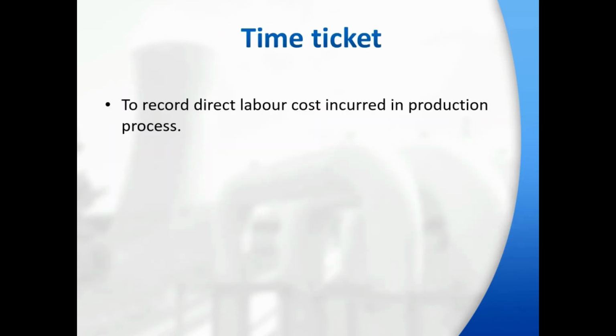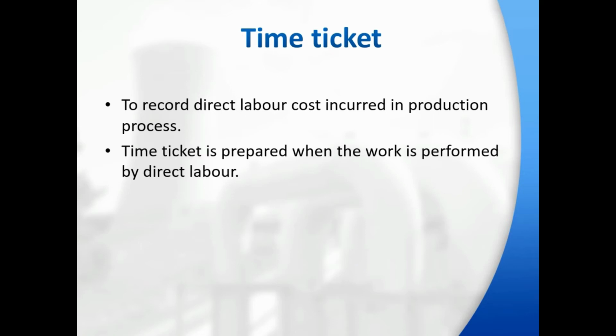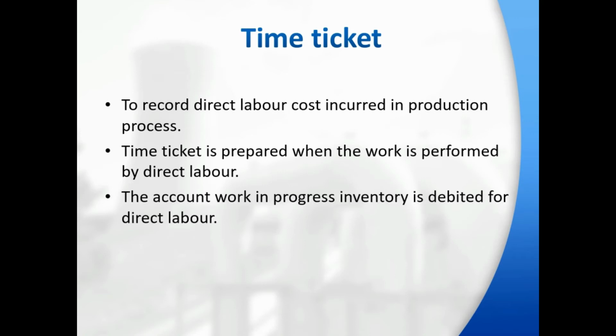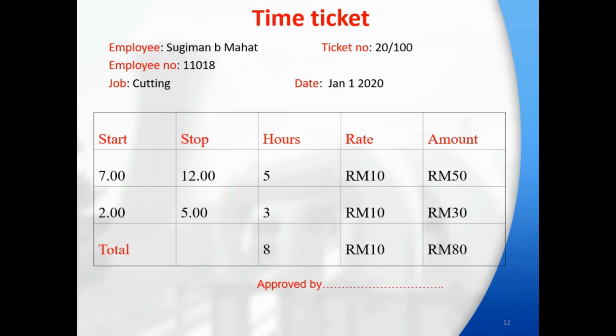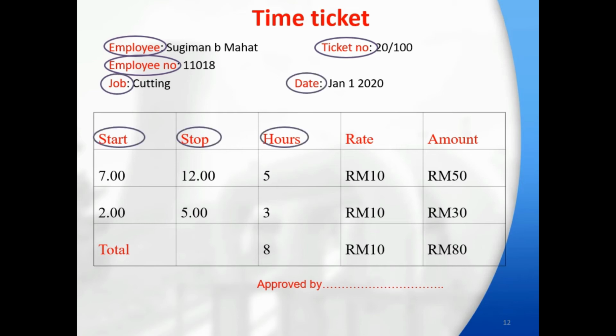Time ticket. It is prepared to record direct labor cost incurred in the production process. A time ticket is prepared when the work is performed by direct labor. The work in process inventory account is debited for direct labor. This is an example of a time ticket. It consists of information on employee, employee number, ticket number, job, date, time start, time stop, total hours, rate, amount, total, and approved by.